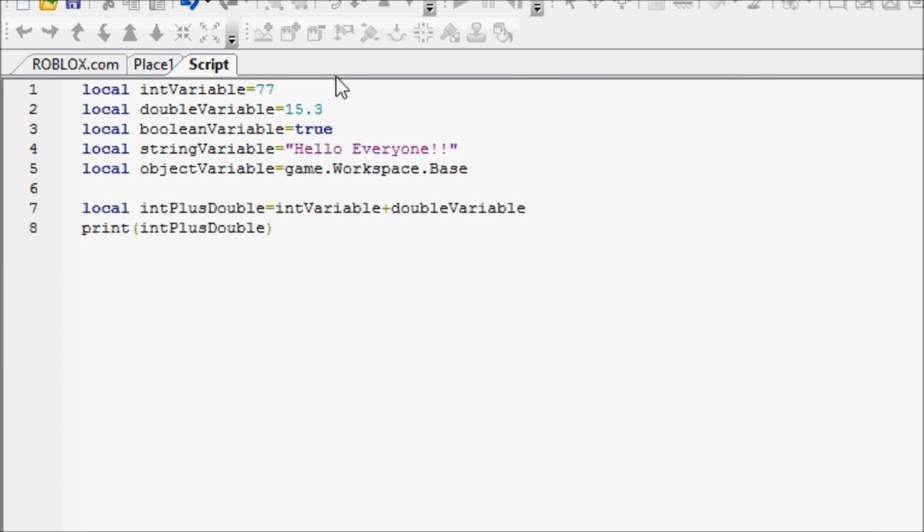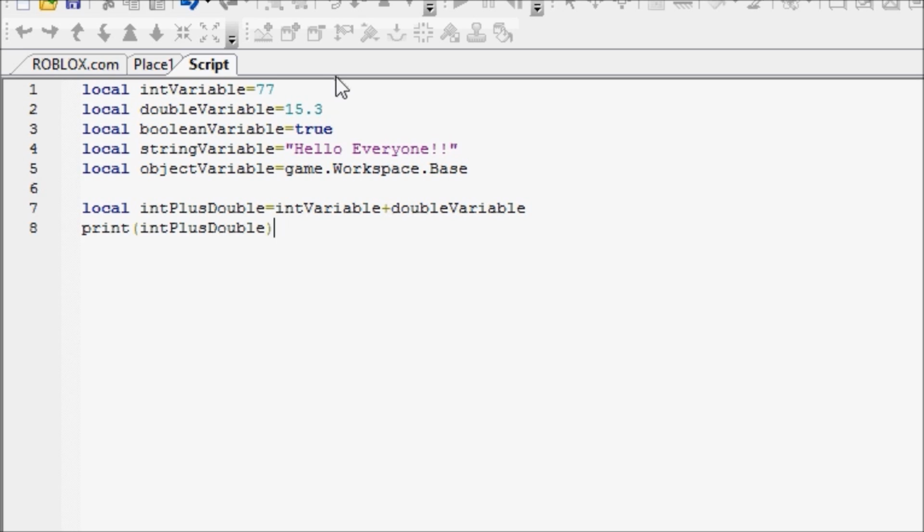92.3. Now let's go check this script and see if it really can do math. So 77 plus 15. Let's break this down a little bit. I know most of you guys can probably figure this out right away. But 77 plus 10 is 87. 7 plus 5 is 12. If you add 5 to 87, you'll get 92. And then 0.3, since there's no other decimal places, it will be 0.3. So 92.3 is correct.